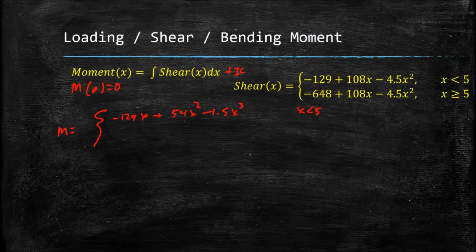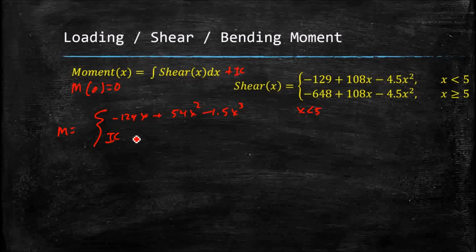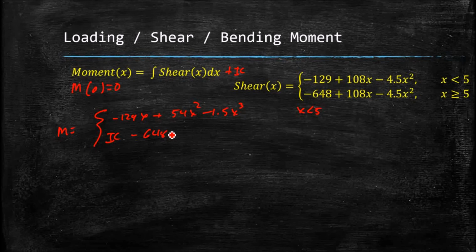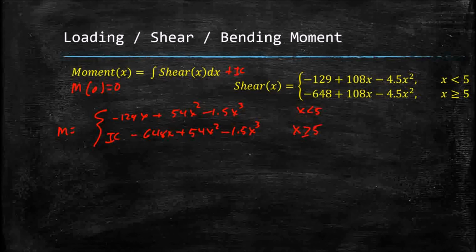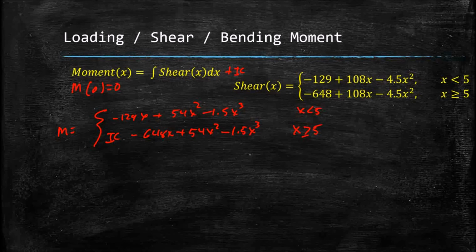Beyond that, for x greater than or equal to 5, we have the initial condition, whatever it is, minus 648x plus 54x squared minus 1.5x cubed for x greater than or equal to 5. And what we don't know is our initial condition. And we can't look at x equals 0. We could look at x equals 12 and say, well, at x equals 12, this whole equation has to be equal to 0. Or we can look at what happens at 5 feet, okay?